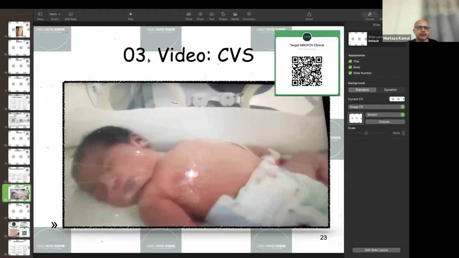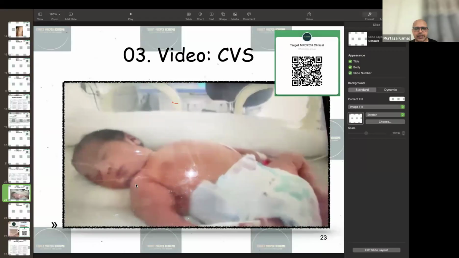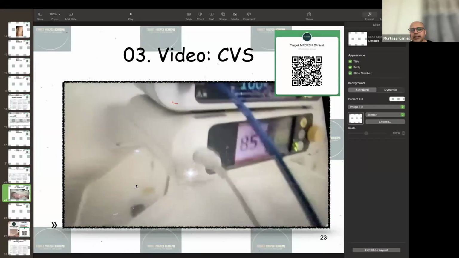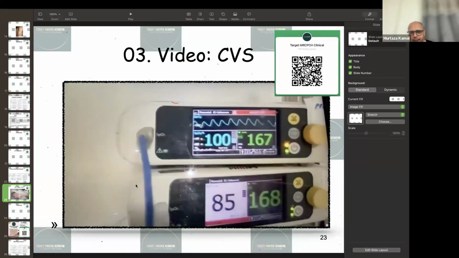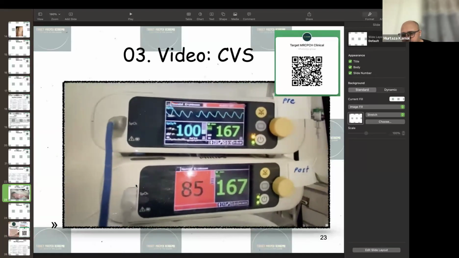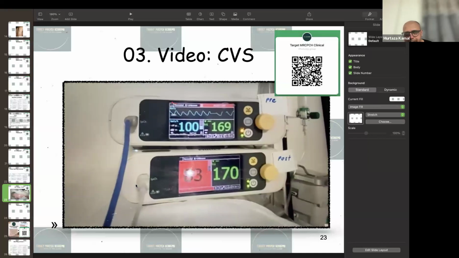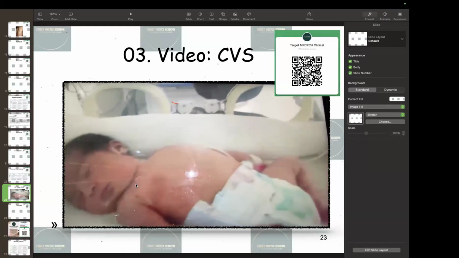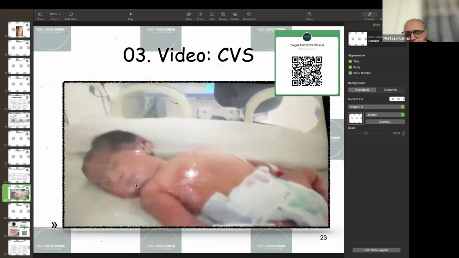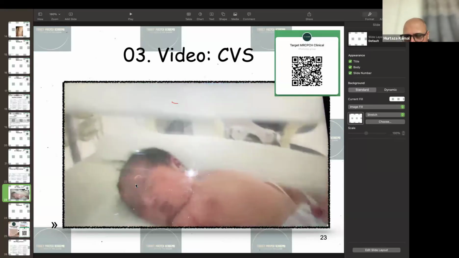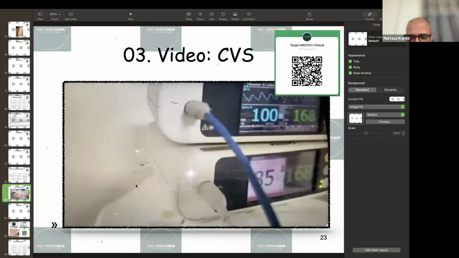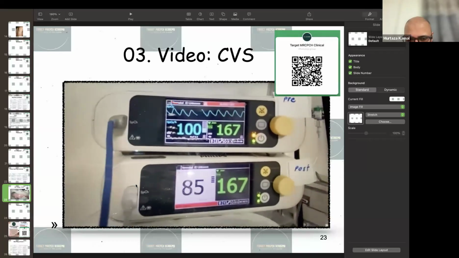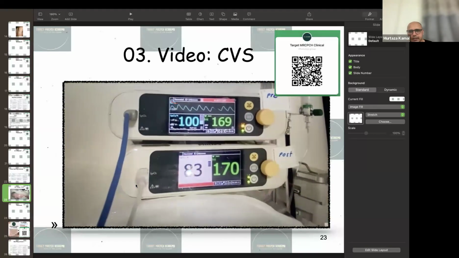So see, in this case, the most important thing to be seen is that the lower limb saturation, the postductal, is lesser than the upper limb. So in the history, you have to consider PPHN as one of the diagnoses, although the baby doesn't look distressed. You have to take the history of meconium aspiration, meconium stained liquor, which is very important because it goes more in favor of PPHN. Your first differential should be PPHN in this case.